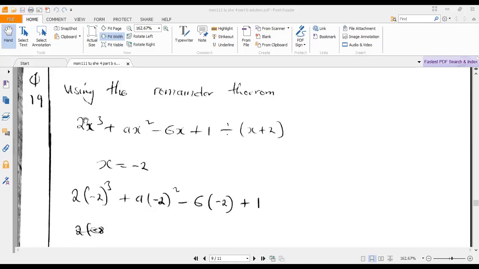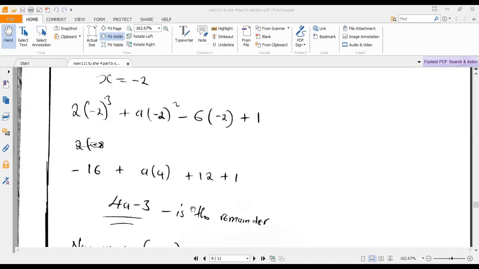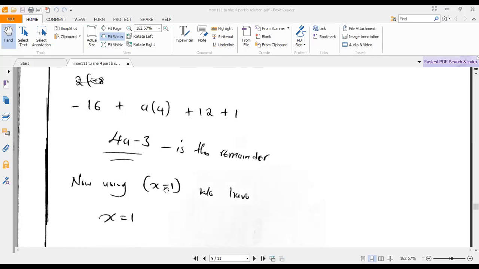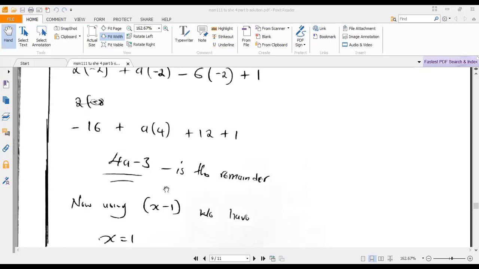So when you substitute in this equation, where there's x, you put negative 2. We have negative 2 to the power 3 plus a times negative 2 squared, negative 2 again, and you find that it will simplify to negative 16 plus 4a plus 12 plus 1. So when you simplify this, if it is not equal to 0, then it's not a factor, but you're using the remainder theorem. So 4a minus 3 is the remainder there. Now your next job is to use x minus 1. Now, hello?